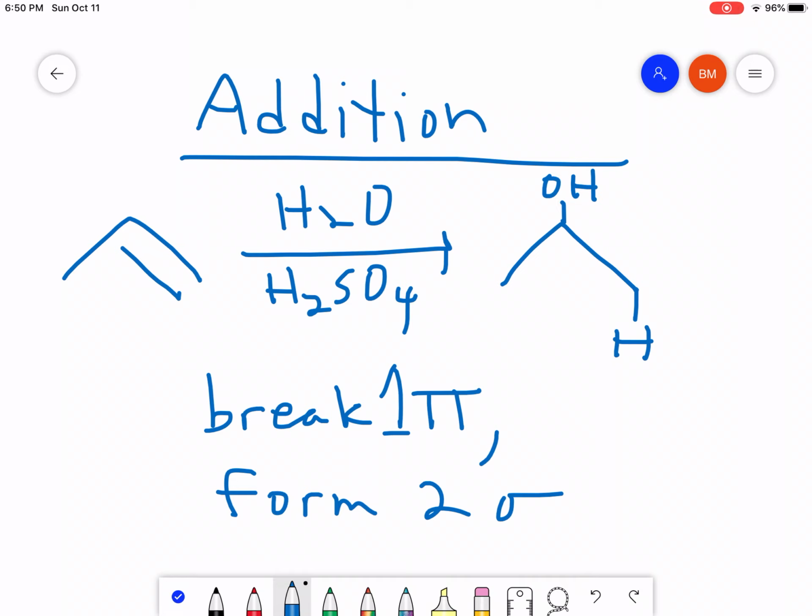Now, don't get lulled into a false sense of security here. You say, oh, well, there's only 3 different types. You're going to find out there's a whole lot of ways we can make these additions, substitutions, and eliminations happen. But this sort of gives you a good framework for what to expect in upcoming reactions.